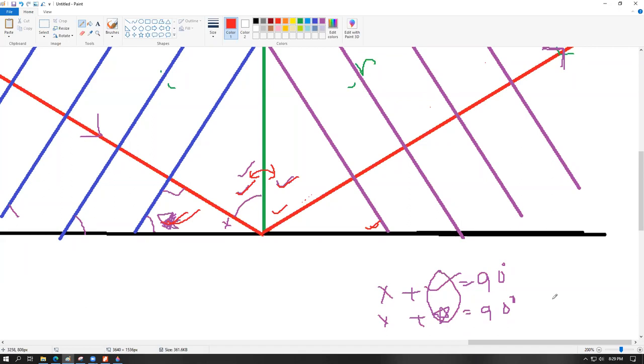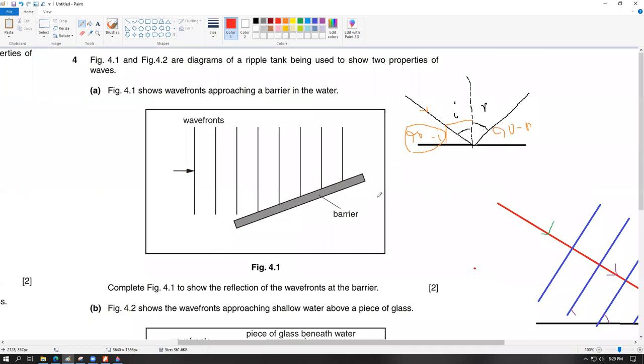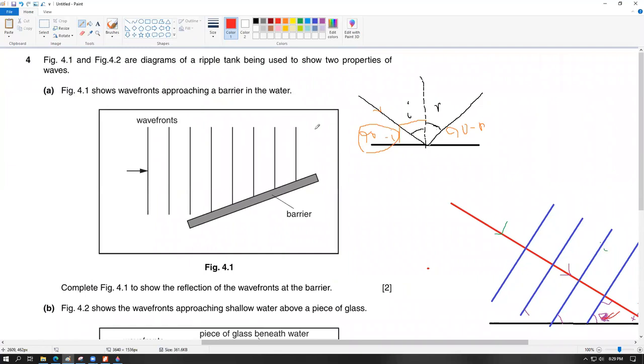The reason I'm saying all this is that I'm going to use this logic to complete this figure. Have a look how. Other than going through this entire process of drawing with a set square and so on, you can do one more thing. You can draw a normal, a perfect normal, at all of these incident points.